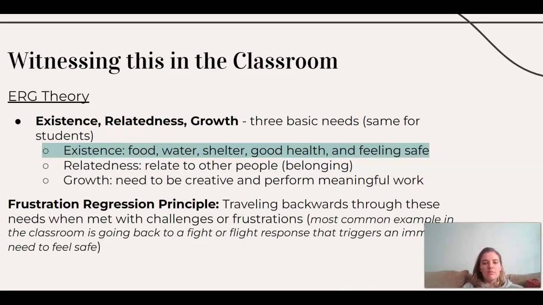The frustration regression principle was interesting to talk about too. It's when you travel backwards through these needs when met with challenges or frustrations. So it's when you go back through these needs when a fight or flight response is triggered. So if there's something that I say or someone in the classroom says or something that we read or are exposed to that triggers a response, they would go back to needing to be grounded in relatedness or assured of their safety or any of those things. So it's important in the classroom to pay attention to how the environment is set up for students to be able to grow and be able to have any kind of these motivational experiences.